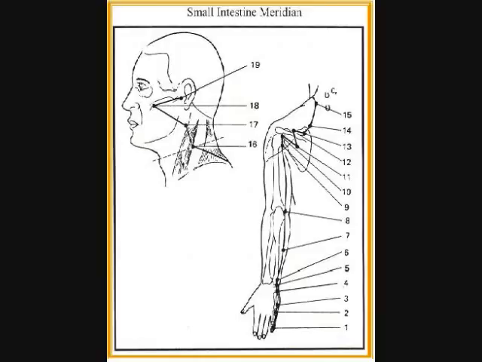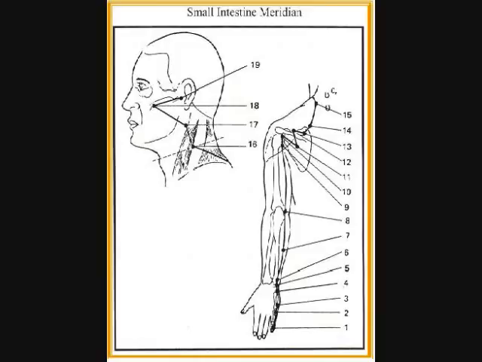SI2, on the ulnar side distal to the 5th metacarpophalangeal joint at the junction of the red and white skin. SI3, on the ulnar side proximal to the 5th metacarpophalangeal joint at the end of the transverse crease.